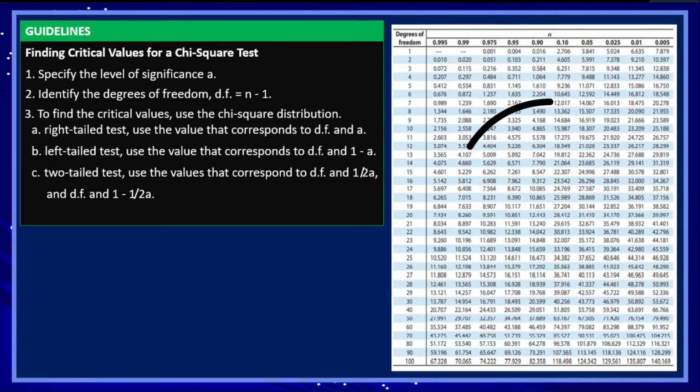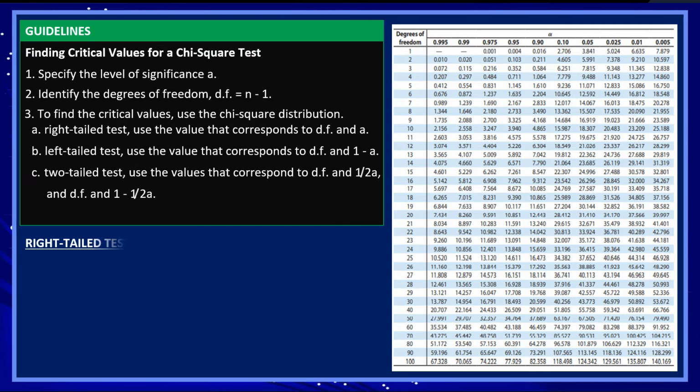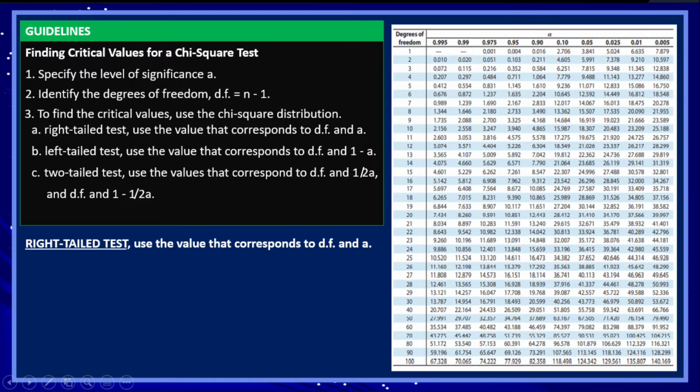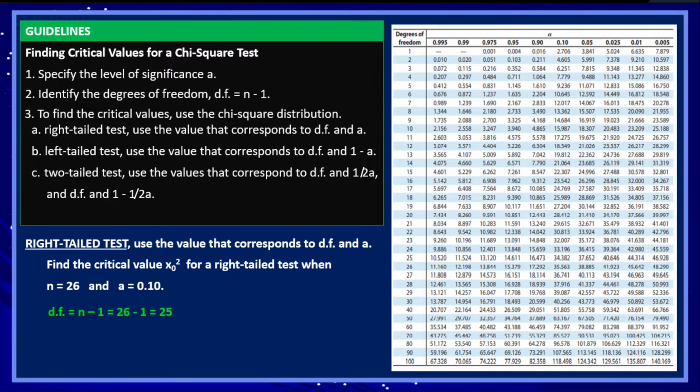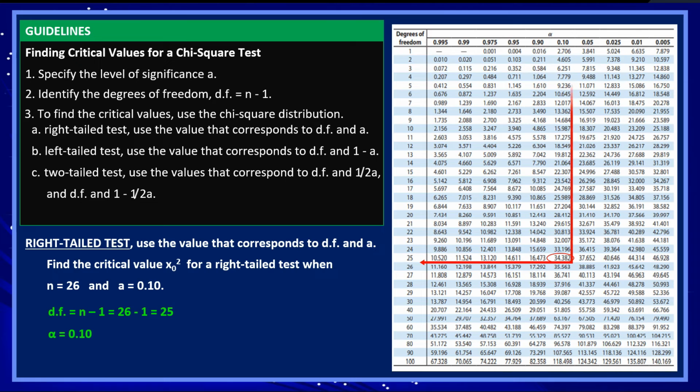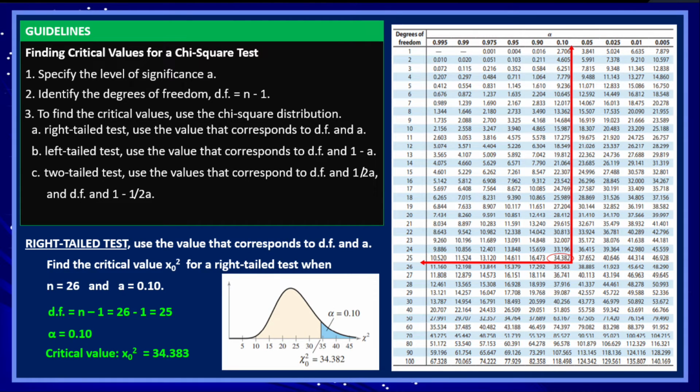This is an example of the chi-square distribution table. For a right-tailed test, use the value that corresponds to the degrees of freedom and the level of significance. For example, find the critical value for a right-tailed test when n is equal to 26 and alpha, or level of significance, is 0.10. In this case, our degrees of freedom is n-1, which is 26 minus 1, giving 25, and our level of significance is 0.10. Now, use these two values to find the critical value using the chi-square distribution table. And our critical value is 34.382.